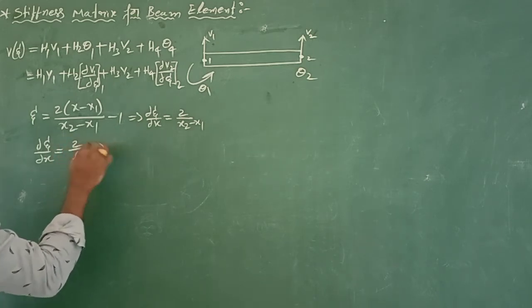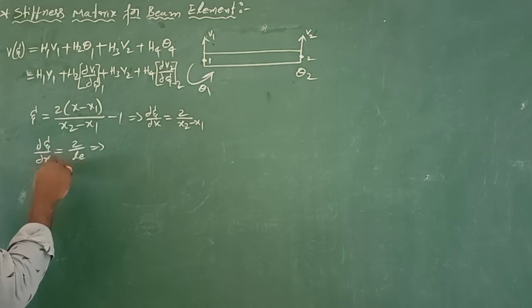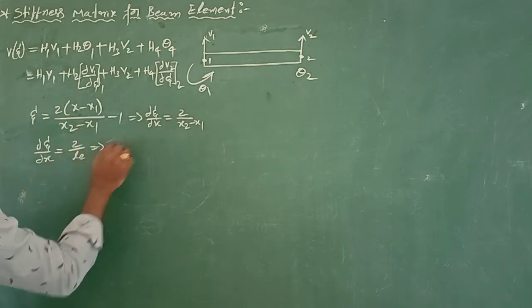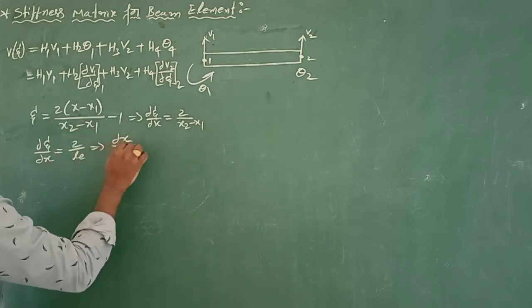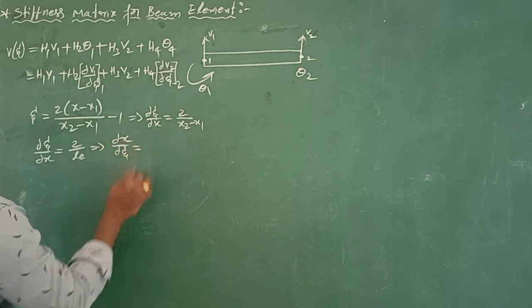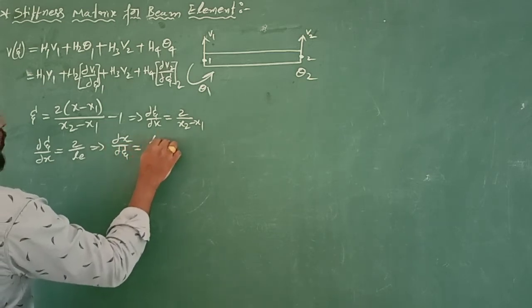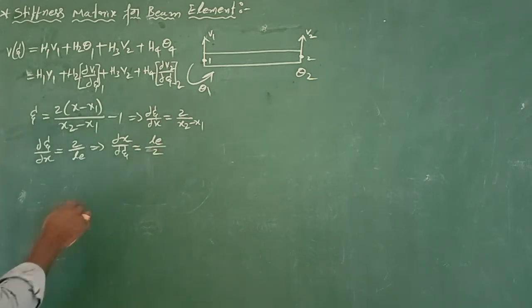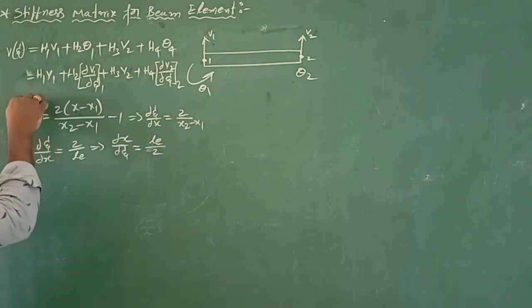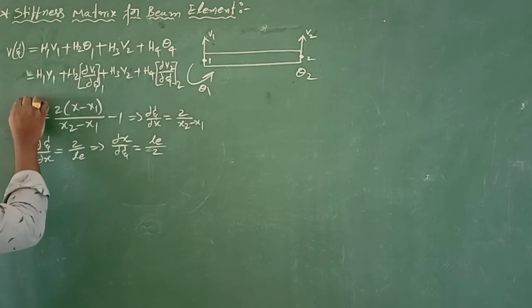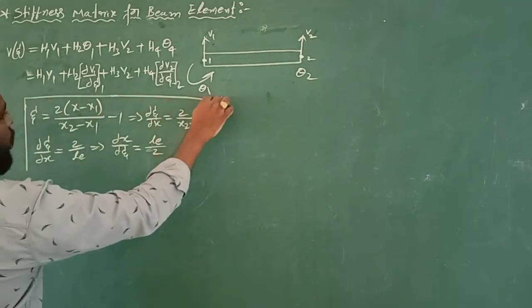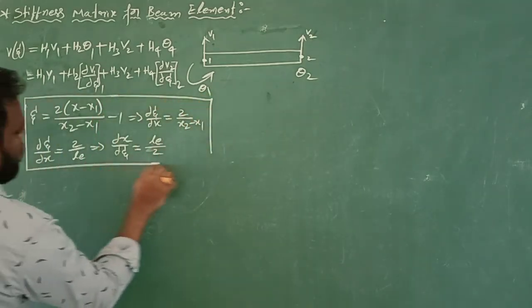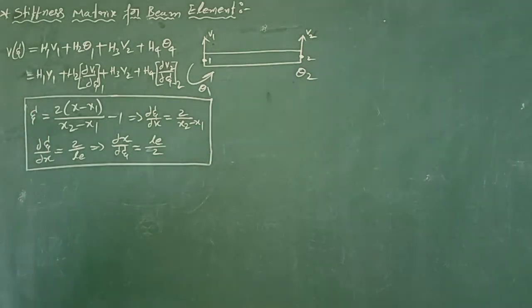So dou x by dou j is equal to LE by 2. Any place you can use this equation. This is the relation between the natural coordinate system and the global coordinate system, that is, the relation between natural and global.